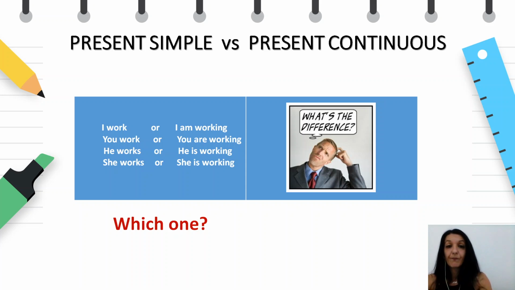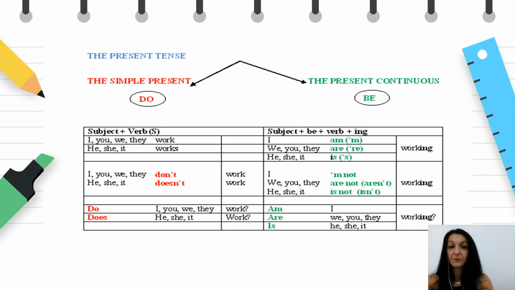What is correct? What to use? Is it I work or I'm working? Is it he works or he's working? So let's start from the beginning.